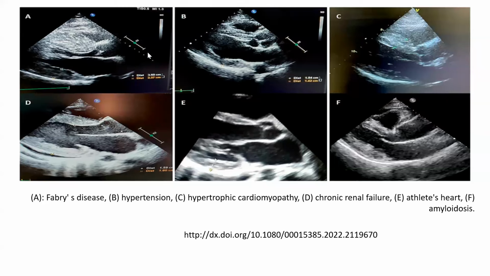So these are six patients: the first one with Fabry disease, the second with hypertension, the third with hypertrophic cardiomyopathy, the fourth with chronic liver failure, the fifth an athlete, and the last one amyloidosis. All of them share hypertrophy, but hypertrophy can have different pathology and different mechanisms. In amyloidosis, we see the typical granular sparkling appearance, and also Doppler diastolic dysfunction with reduced E/A and S prime.